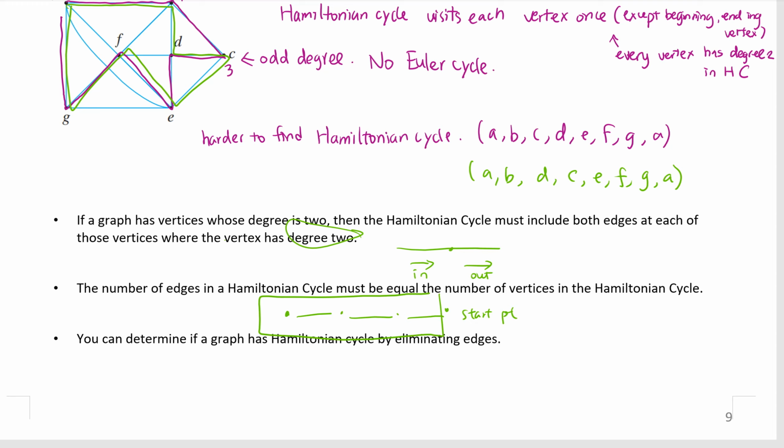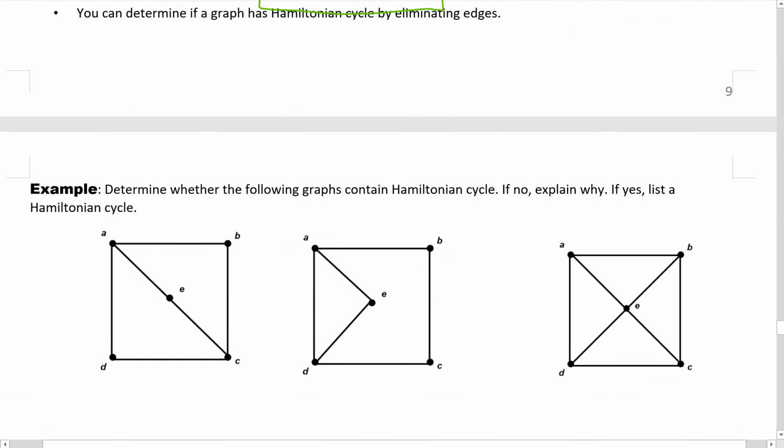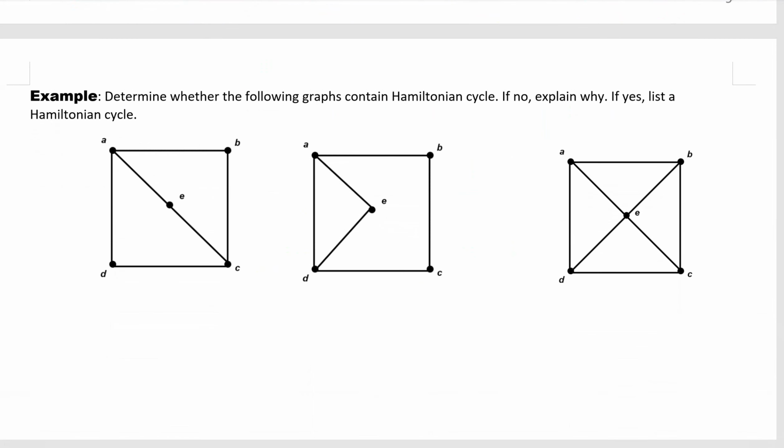Next, you can determine if a graph has a Hamiltonian cycle by eliminating edges. Let me teach you how to do it. So, example: determine whether the following graphs contain Hamiltonian cycles. If no, explain why. If yes, list a Hamiltonian cycle. First of all, let's label the edges. Let's call them E1, E2, E3, E4, E5, and E6.